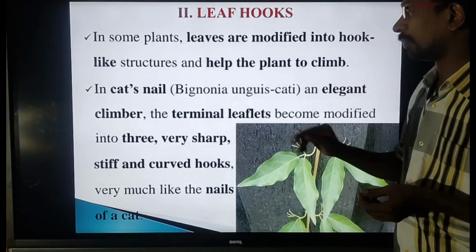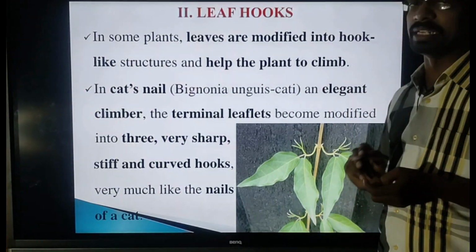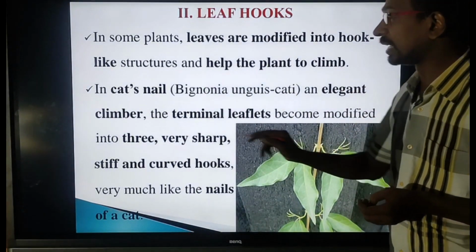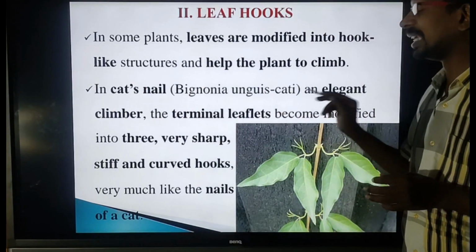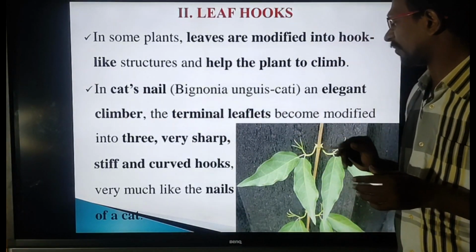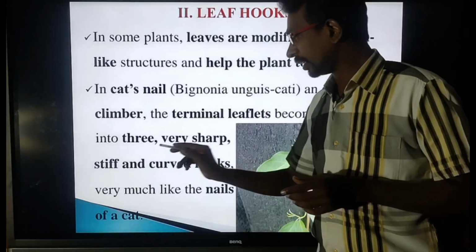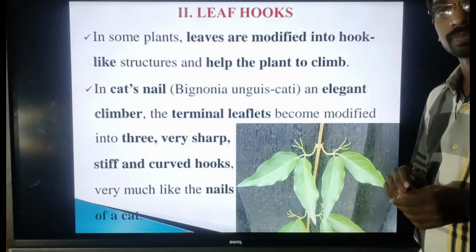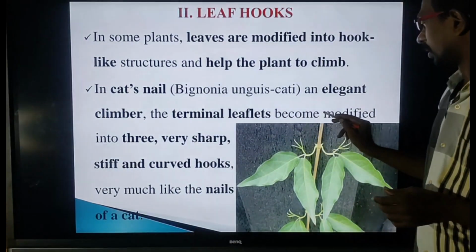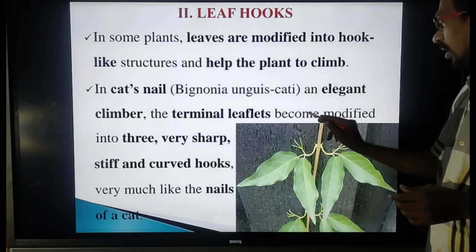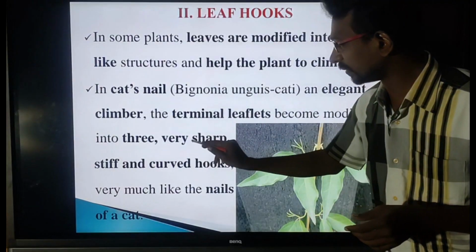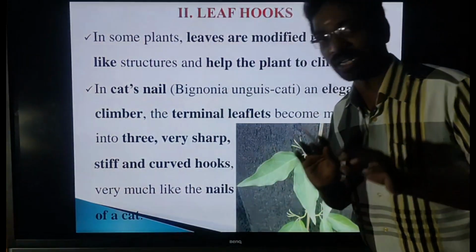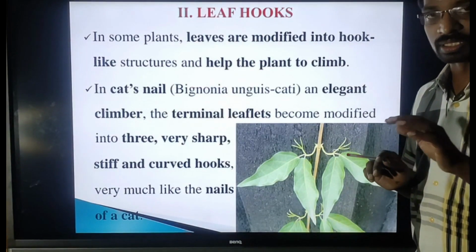In cat's claw, Bignonia unguis-cati, an elegant climber, the terminal leaflet becomes modified into three very short, stiff and curved hooks. It's very much like the nail of a cat, so it will look like a cat's claw.